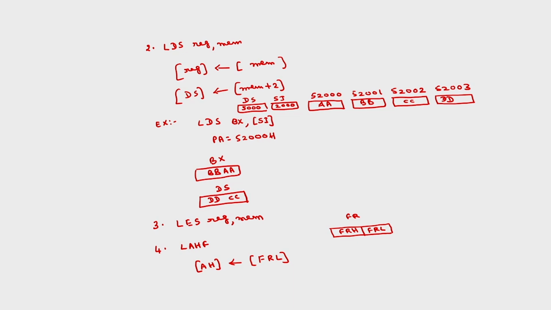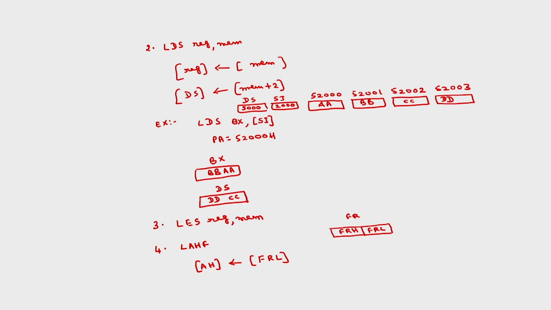One is that the effective address can be loaded, second is that the data segment can be loaded along with some register, the extra segment along with some register, and then the flag register contents. In many cases we need to check the contents of the flag register, which will be loaded into AH.